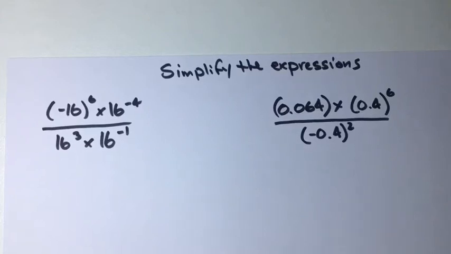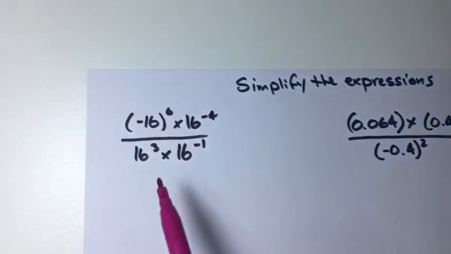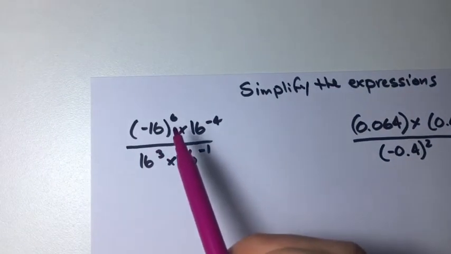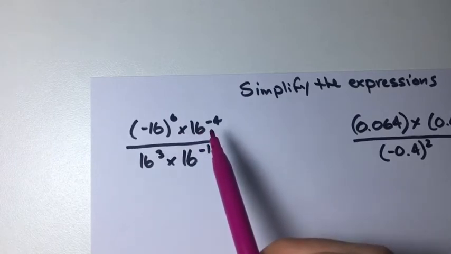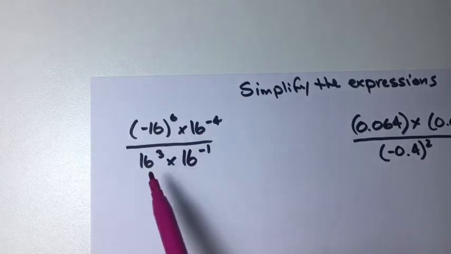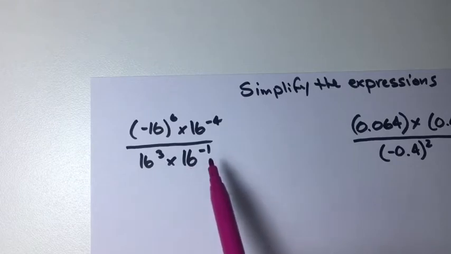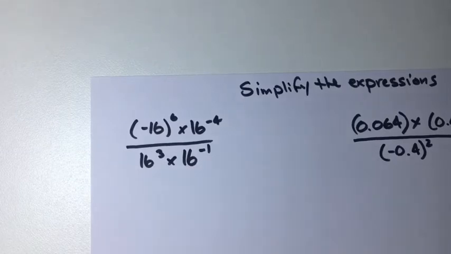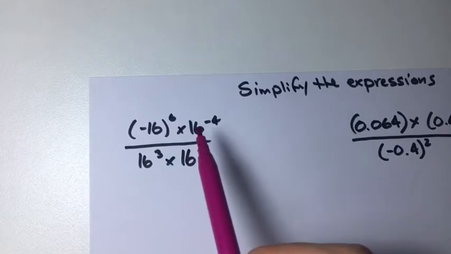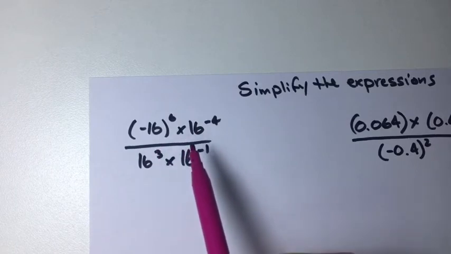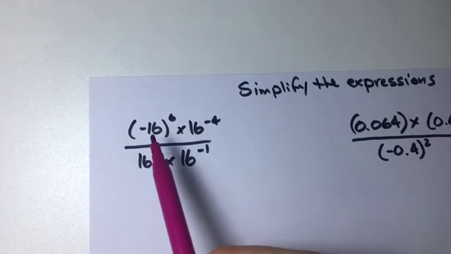Alright, so again we are working with exponents and the laws of exponents. So let's look at our first example. We have negative 16 raised to the power of 6 times 16 raised to the power of negative 4, all over 16 to the power of 3 times 16 to the power of negative 1. Now, you can see we have 16 as the bases, but we have a negative 16 up here.